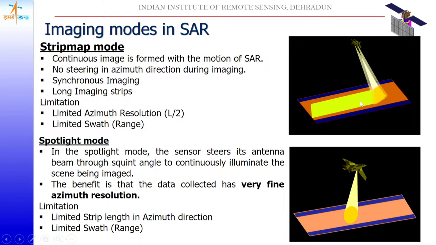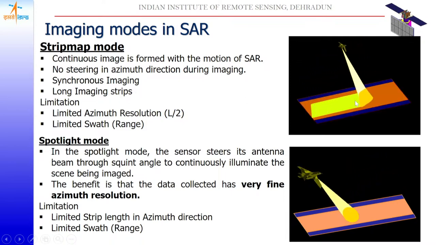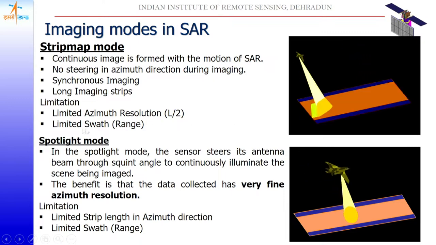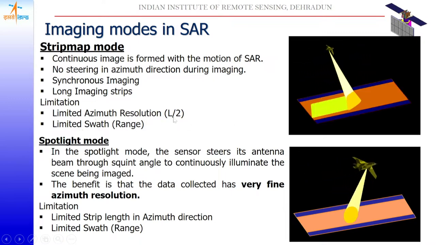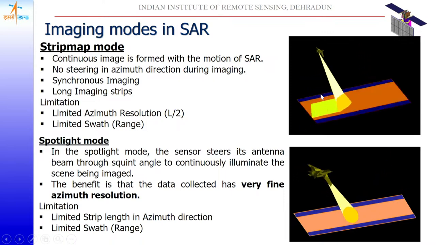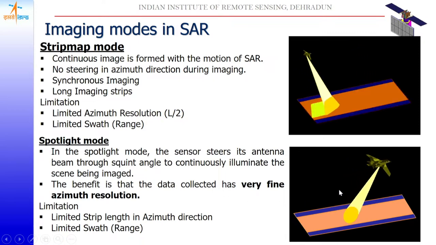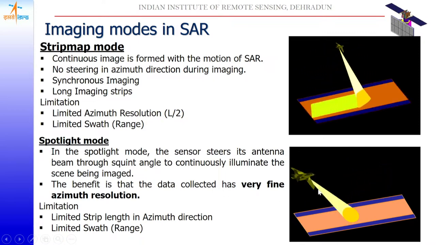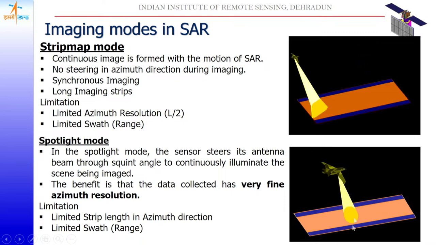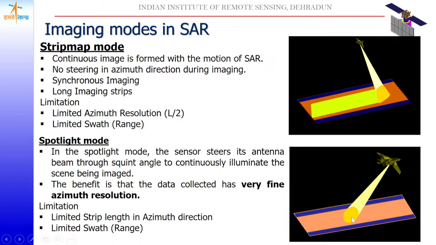So it is a synchronous imaging, and we will have long imaging strips. We have the limited azimuth resolution L by 2 and limited swath in the range. In the spotlight mode, the sensor will continuously look at a particular area of the earth surface.